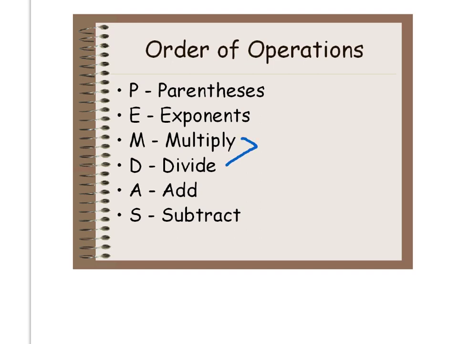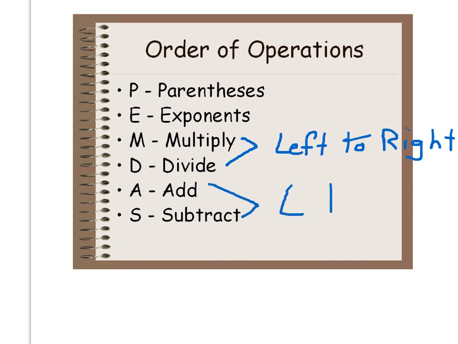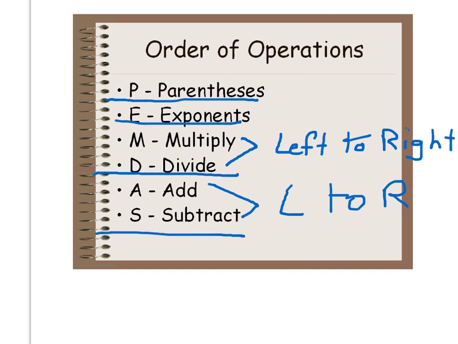Multiply and divide go together from left to right. You'd always look at multiplication and division together, from left to right. So if multiplication's on the left, and then there's a division, you do the multiplication first. If division is farthest left, and then there's multiplication, you do the division first. It's left to right. Same thing with add and subtract. It's left to right. So really, you've got parentheses, exponents, then multiply and divide go together, and then add and subtract go together.